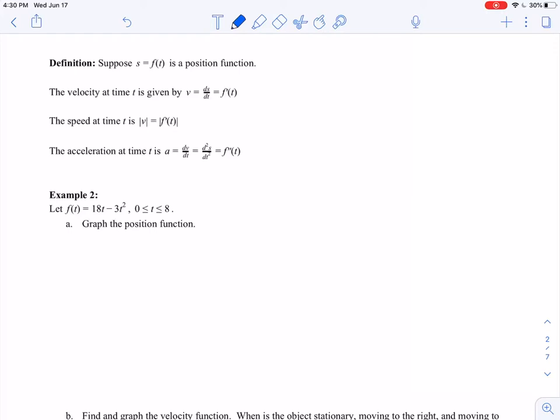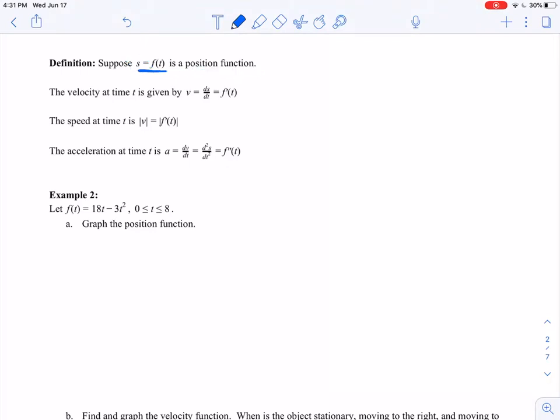All right, so let's talk about the relationship between position, velocity, speed, and acceleration, because they're all related using calculus, and it'd be really cool if we could do problems that involve all four of these. Suppose that s equals f of t is a position function. So anytime we use that variable s, you can assume that we're talking about a position function. I think that's a fairly safe assumption to make.